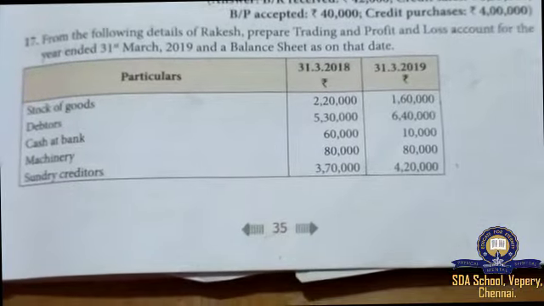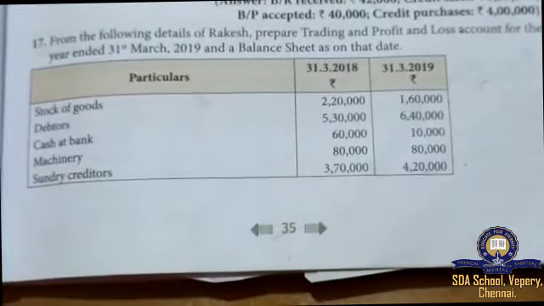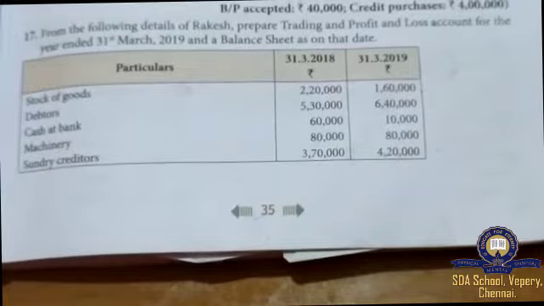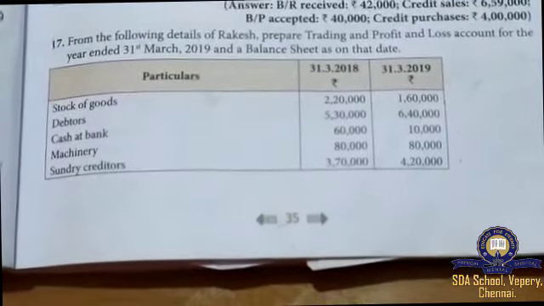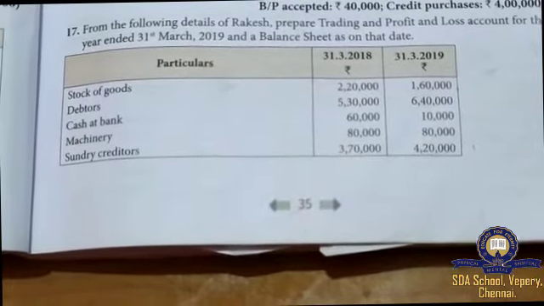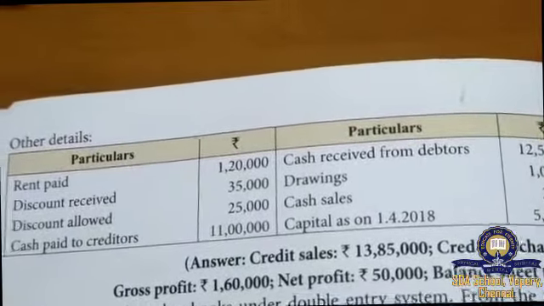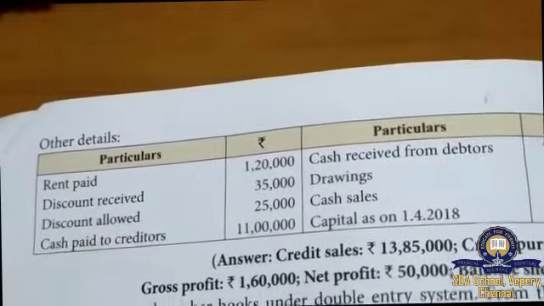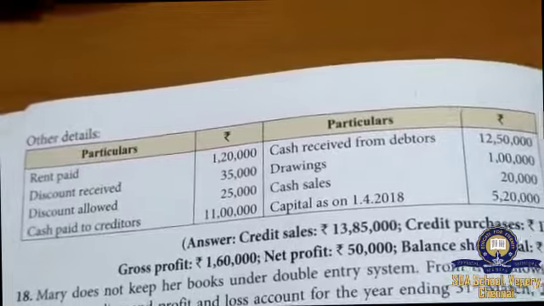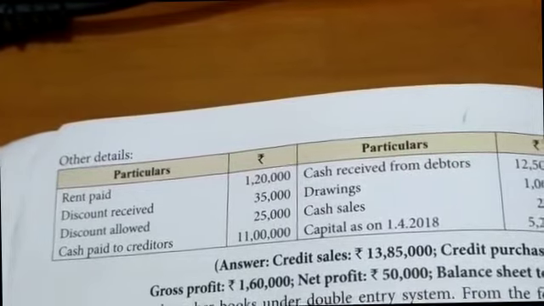Okay. Take page number 35, 17th sum, do it as a homework. From the following details of Rakesh, prepare trading and profit and loss account for the year ended 31st March 2019 and a balance sheet as on the date. They have given the opening balance and closing balance. Then they have given the other details and amounts. Okay, so they have given the capital. So you are going to find out the total creditors account, total debtors account. After that you are going to prepare the trading and profit and loss account and balance sheet.